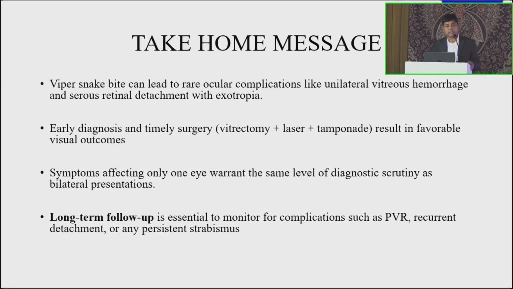So the take-home message is that viper snake bite can cause unilateral vitreous hemorrhage with serous detachment and exotropia. Early diagnosis with timely management leads to a favorable visual outcome. Symptoms affecting only one eye warrant the same level of diagnostic scrutiny as a bilateral presentation, and long-term follow-up is required for any PVR changes, recurrent detachment, or any persistent strabismus. Thank you.